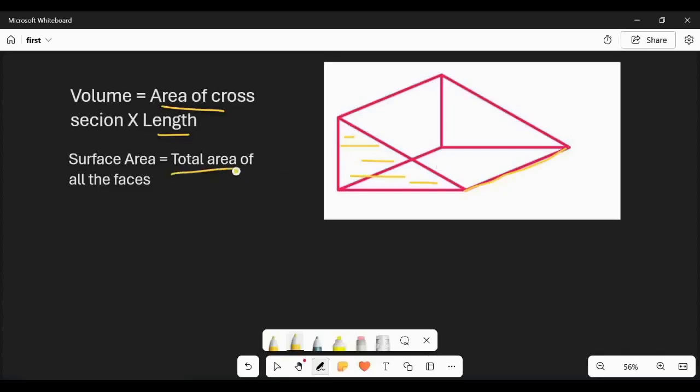And the surface area is the total area of all the faces. A 3D shape has many different faces. This triangle is one face. The one at the back is another face. This big rectangle is another face. Let me highlight it. This one is another face. The one rectangle at the very back, this one, is another face, and one at the bottom. So 1, 2, 3, 4, 5, 5 faces. So the surface area would be the area of 5 faces.